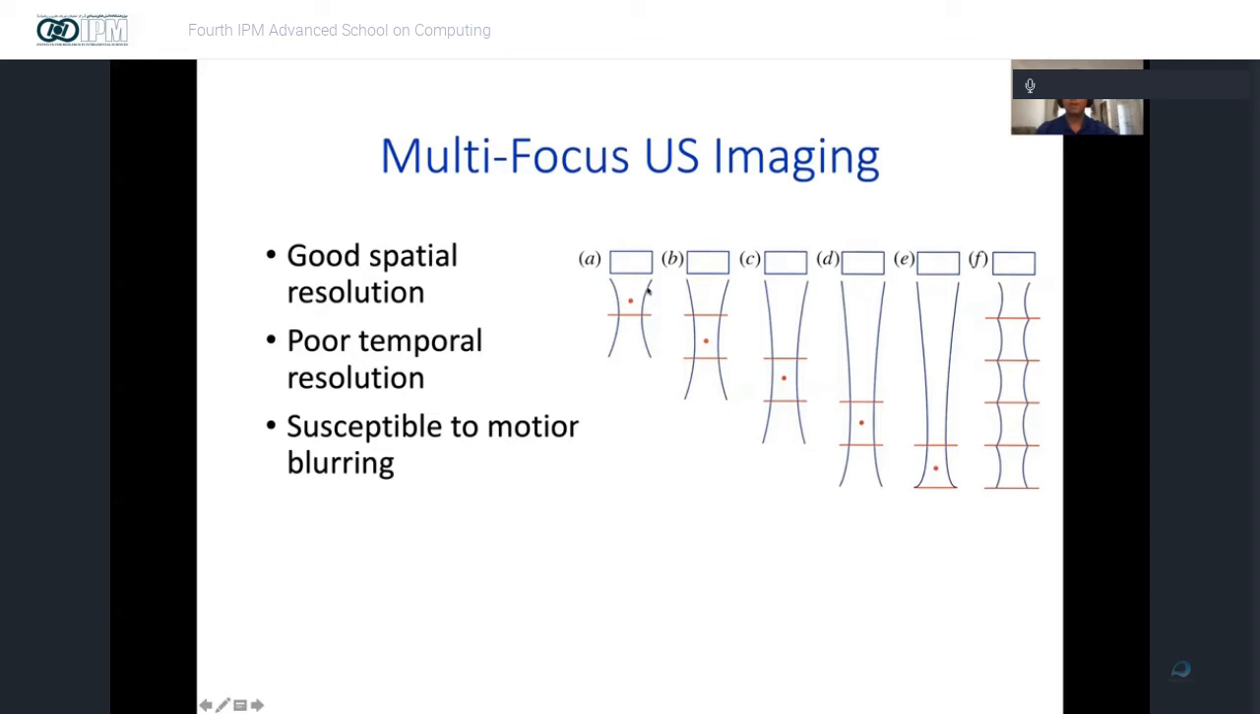So here, if we were able to do, for example, 50 frames per second, in the final image, we are only able to do 10 frames per second, so 5 times slower. And it will also become susceptible to motion blur. So if, for example, we are imaging the heart, which deforms very fast, this averaging will not work because we will have motion blur.